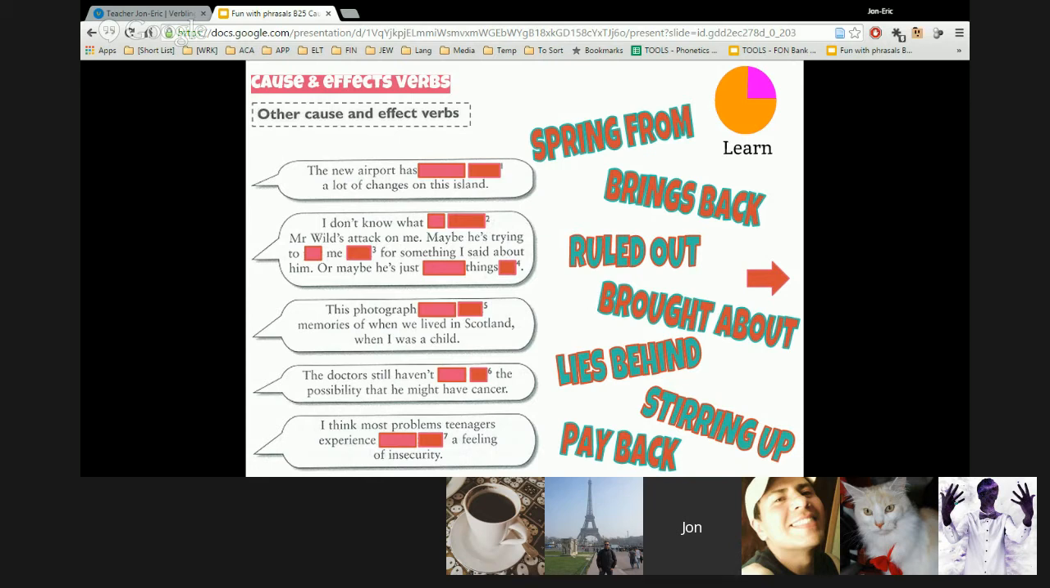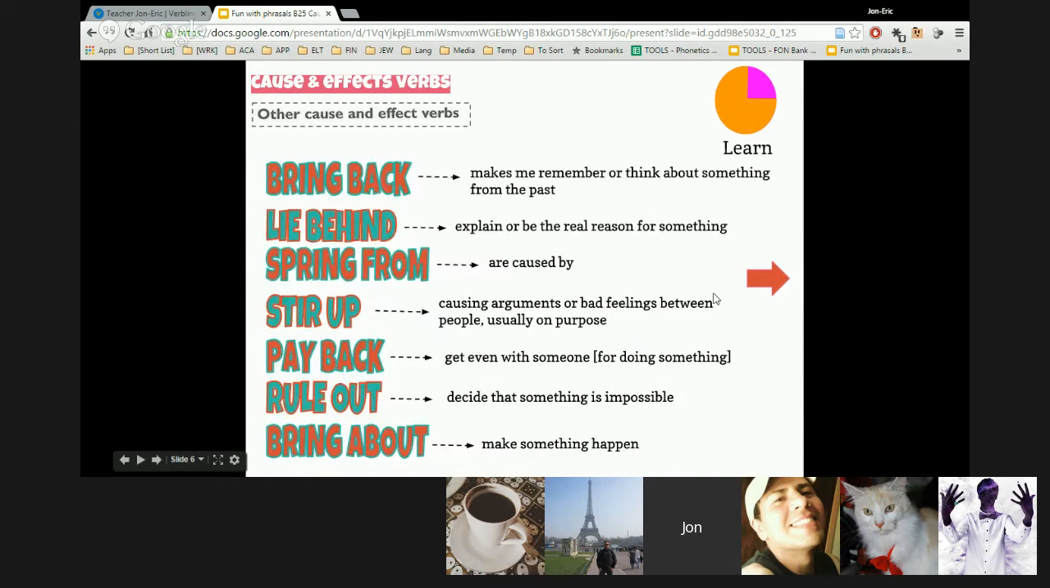I think spring from. Spring from is not necessarily hidden. But take a look back here for a second. Yes, are caused by. Okay. Stir up, causing an argument? That's not hidden. Actually, there's only one possibility. The one that says to explain the real reason for something. In other words, the reason is not obvious or the reason is not good, so there must be a hidden reason. So it's got to be what?